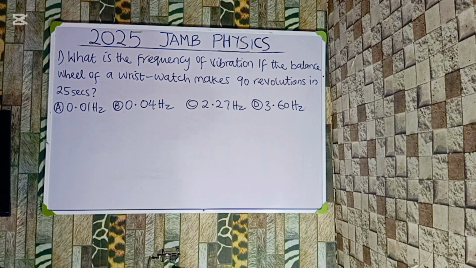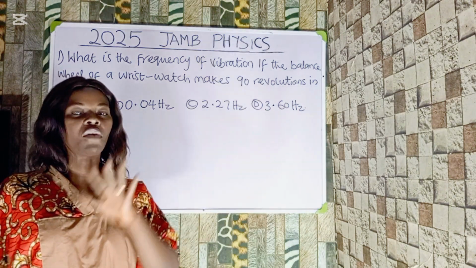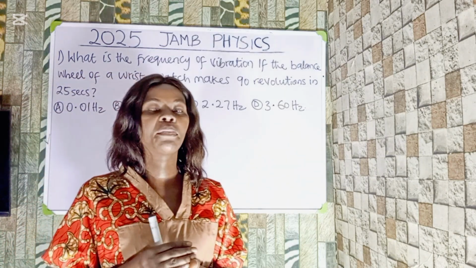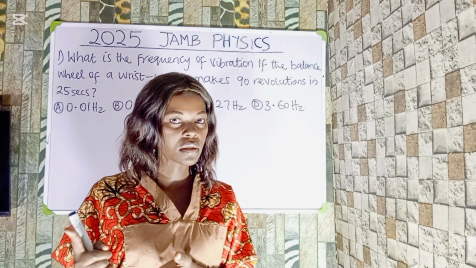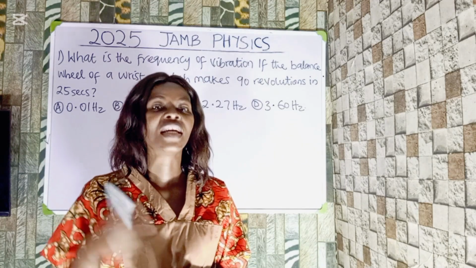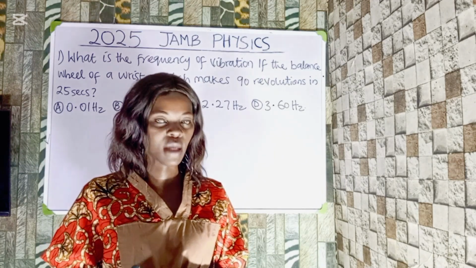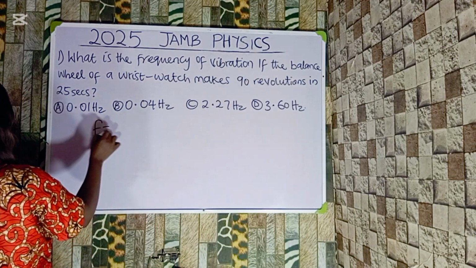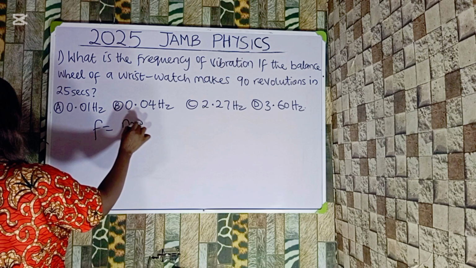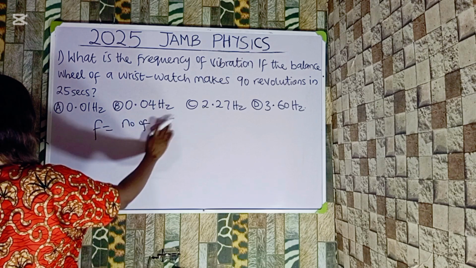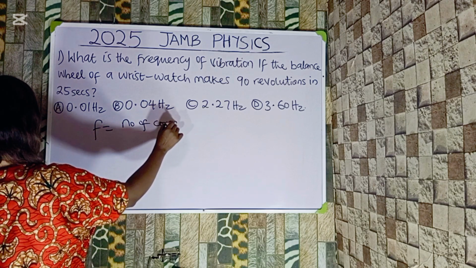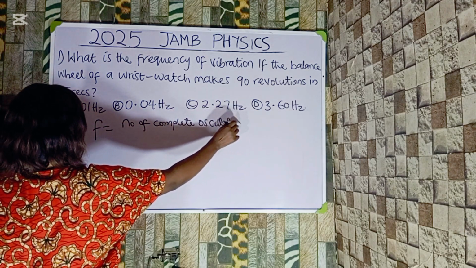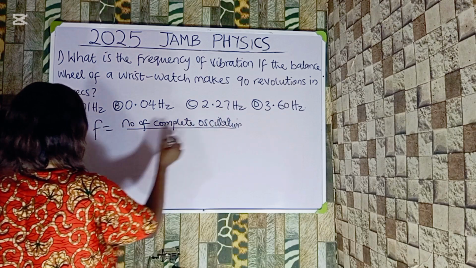Now the first question you're going to ask yourself is, what is the frequency of a vibrating body? The frequency is the number of complete oscillations that a vibrating body makes in 1 second. That is, frequency is equal to the number of complete oscillations all over time.